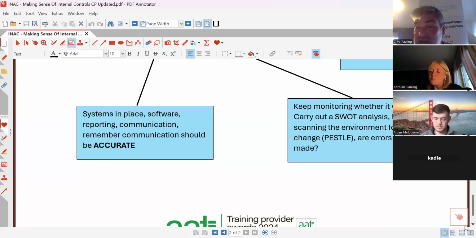The user friendly. We've got to think about when we produce reports. We've got to think about the recipient and whether they understand it or not. Are they financially trained or are they not financially trained? The R is basically relevant.